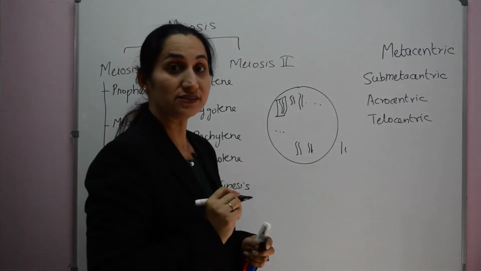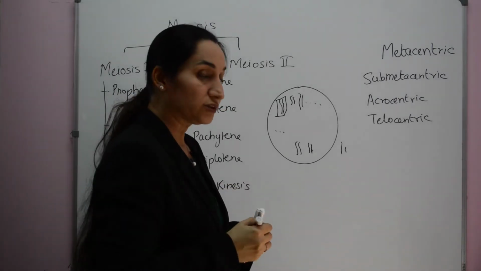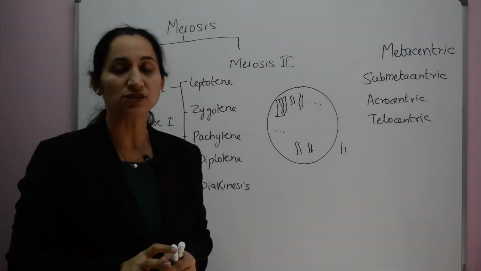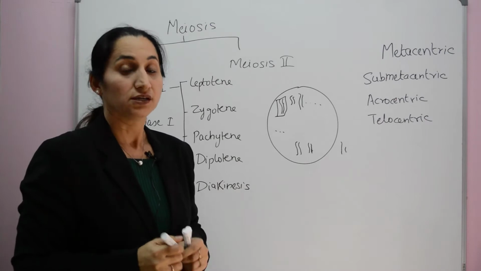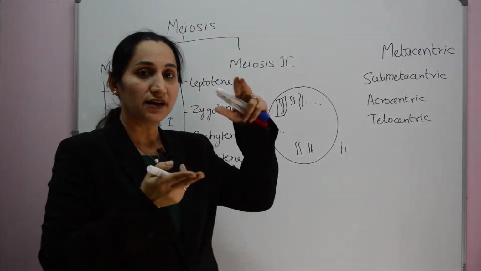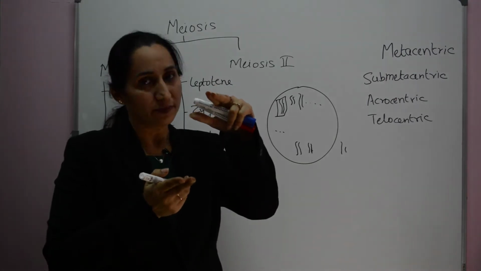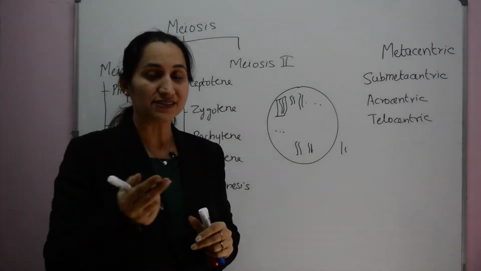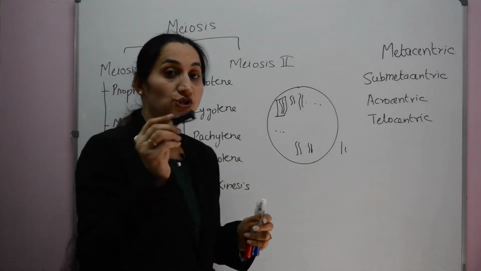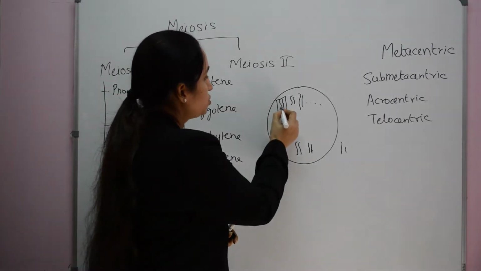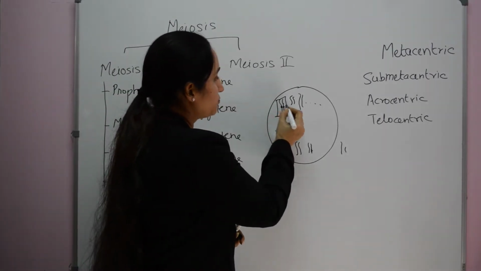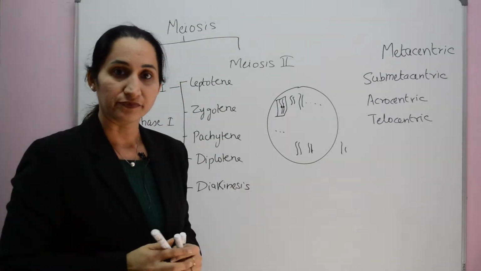Now, how can we say that this is a homologous pair? For that, we need to understand a few characteristics of homologous chromosomes. The first one is that the length of the homologous pair of chromosomes is approximately the same. And the second one is the position of centromere. The position of centromere of a homologous pair is always the same.